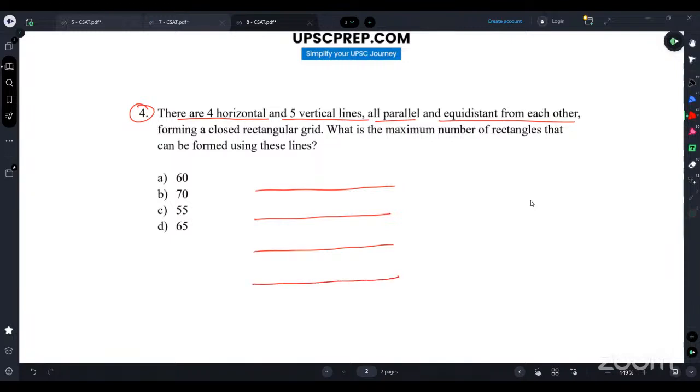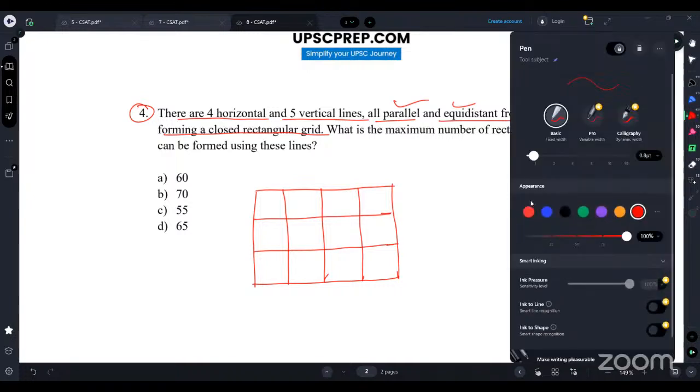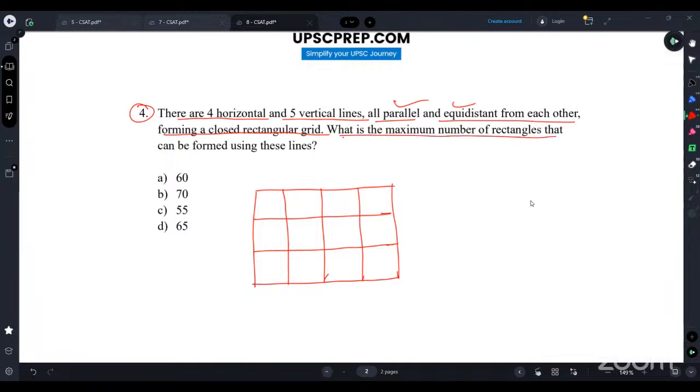And five vertical lines, again parallel and equidistant, forming a closed rectangular grid. This is the first vertical line, second, third, fourth, and fifth vertical line, right? Now you are able to see a rectangular closed grid here. Now what does this say? It says, what is the maximum number of rectangles that can be formed using these lines? So we have to see how many maximum rectangles we will be able to form.